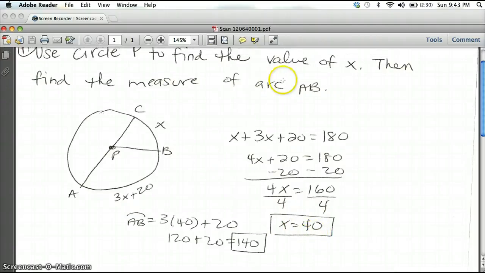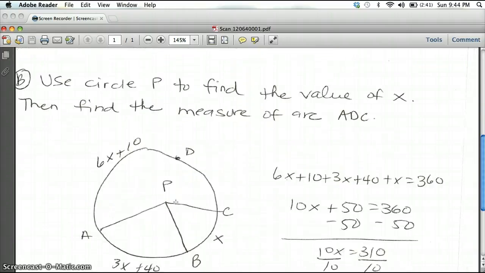Now it asks us to find the value of x and then find the measure of arc AB. So we're going to plug x back into our equation. So arc AB is equal to 3 times 40 plus 20, so that's 120 plus 20, which is equal to 140 degrees. So arc AB is 140 degrees.